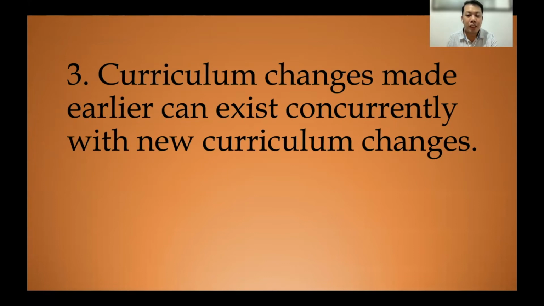Curriculum changes made earlier can exist concurrently with new curriculum changes. Just like what happened before in the implementation of the K-12 curriculum, the Department of Education did not immediately change the entire curriculum, but there was a time when the old curriculum existed with the new curriculum. So, for example, the first year high school was replaced by grade 7, but still in the higher years there is second year high school, third year high school, and fourth year high school.